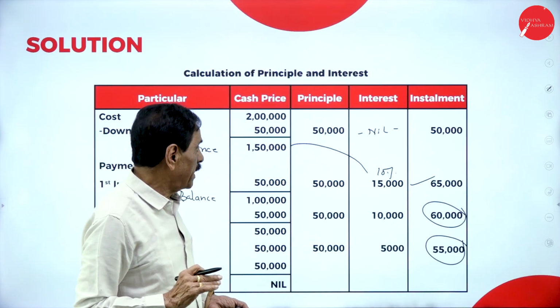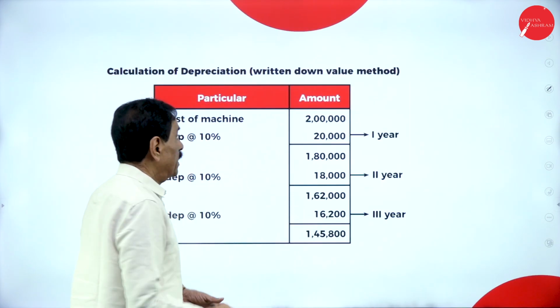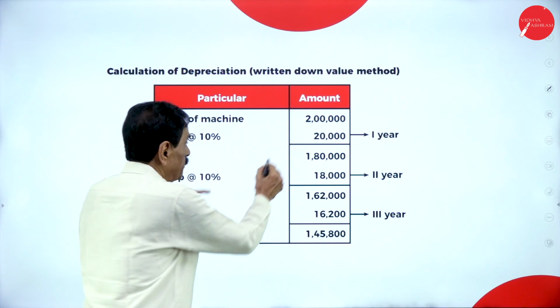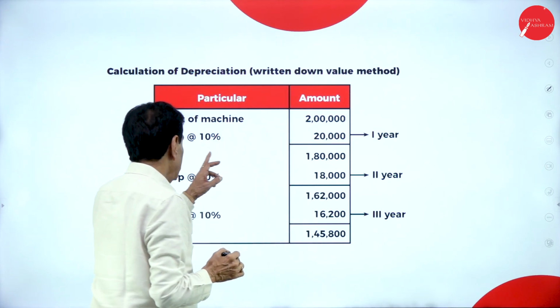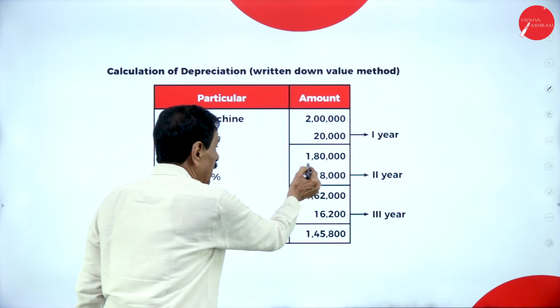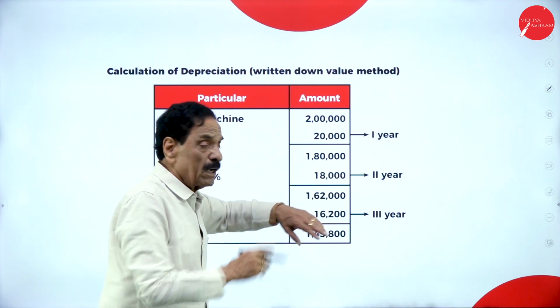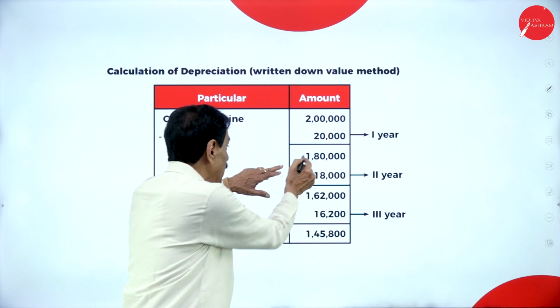We move on to ledger now. Then depreciation on written down value method. Cost of the machine 2 lakh. Depreciation at 10%, 20,000. Balance is 1,80,000. On the balance, so diminishing balance means what's the balance you got?